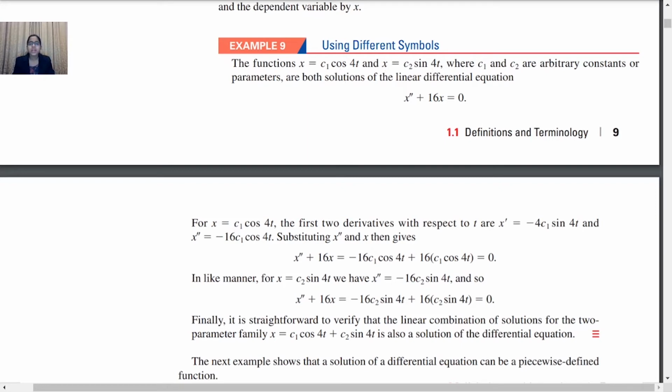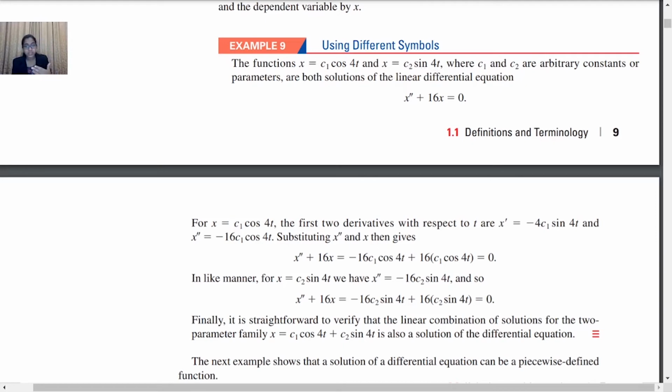You can verify it. Suppose x is c1 cos 4t, then what will be x dash? x dash will be minus 4c1 sin 4t. So x double dash will be minus 16c1 cos 4t. Substituting this, that is minus 16c1 cos 4t plus 16 into c1 cos 4t, which is 0. Again, if I consider x to be c2 sin 4t, I'll get the same result.